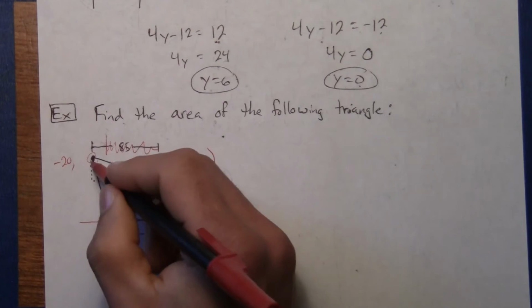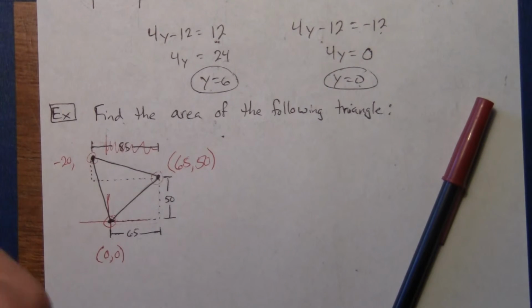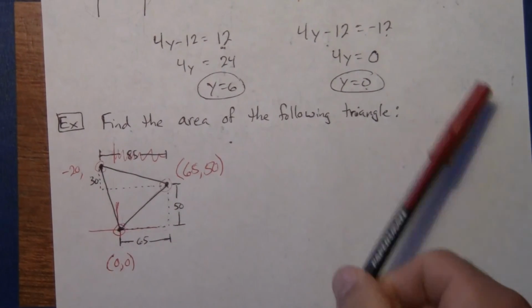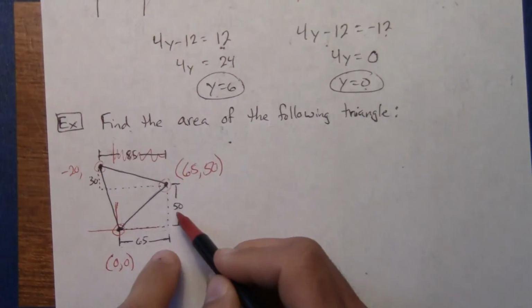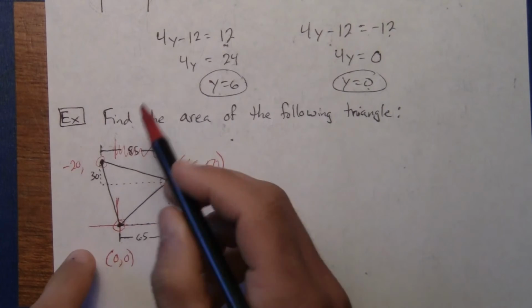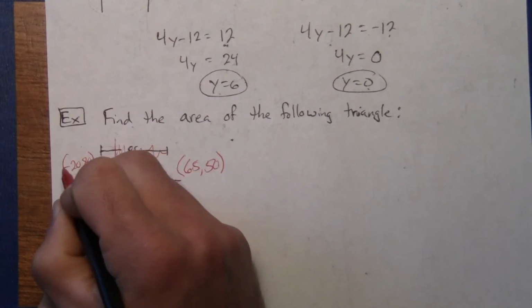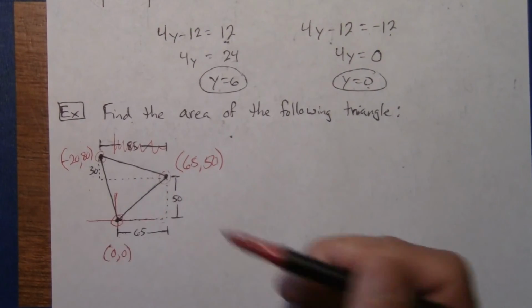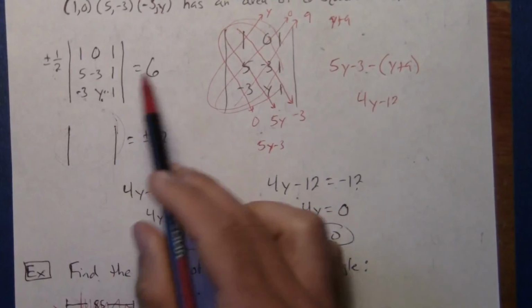The only thing I would need to know is this distance, and I was supposed to give it to us. I never did. This distance is supposed to be 30. That would be tough if I didn't know that. So this distance is 30. This distance is 50. That means I had to go up a total distance of 80. So sorry about that. That was supposed to be given. And so now I've got the three vertices, and I can run through and I can do this setup.